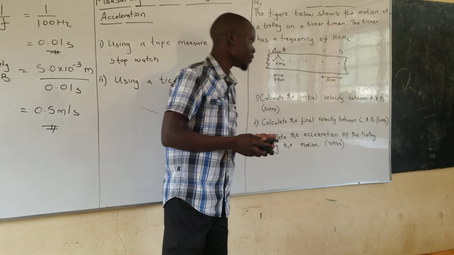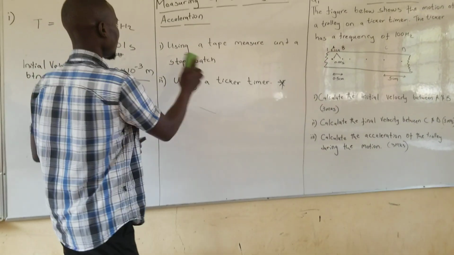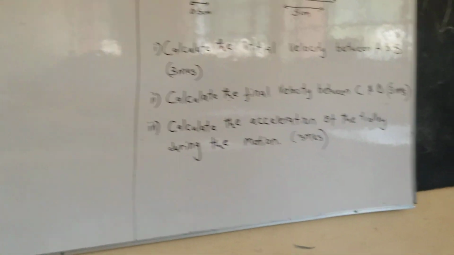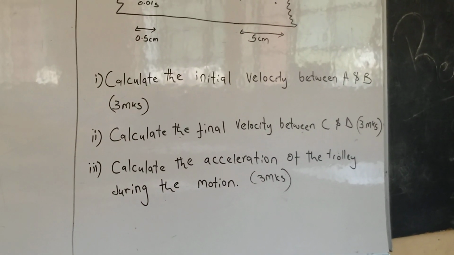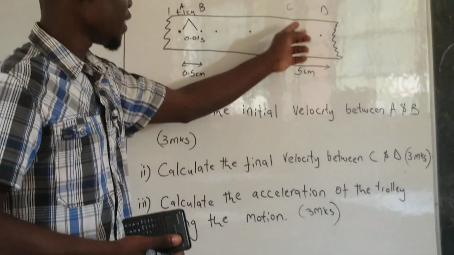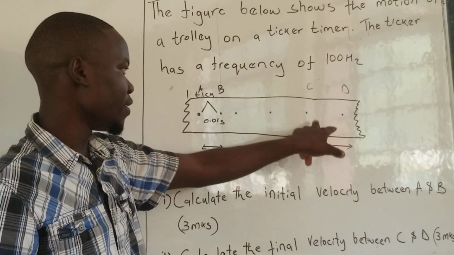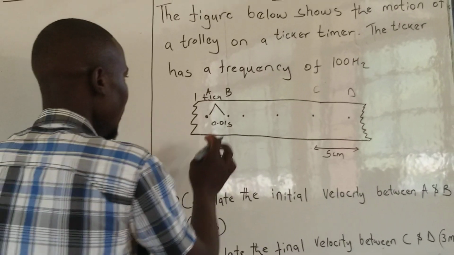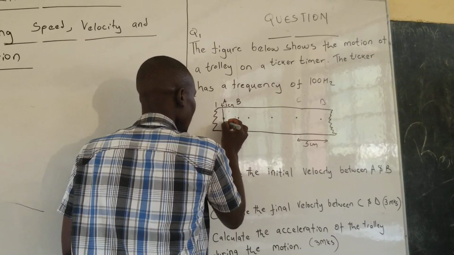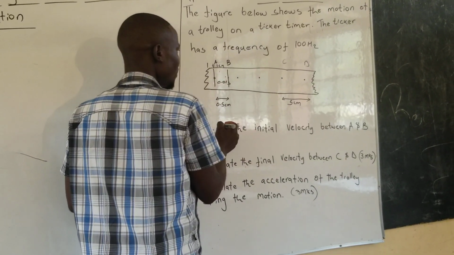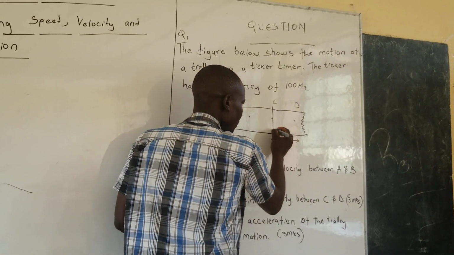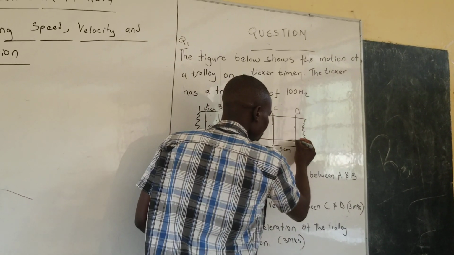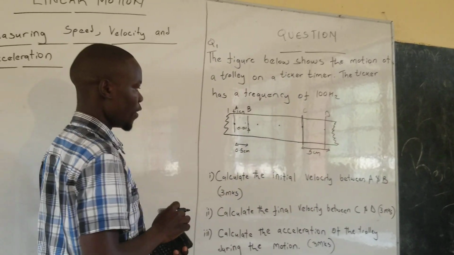Calculate the final velocity between C and D. Now, there is this point here, a dot made here by a ticker timer named C, and then there is this last dot here named D. So this one here is my initial velocity. I've used these two dots to get my initial velocity, and now I'm going to use these other two dots, this dot here and this dot here, to calculate my final velocity.